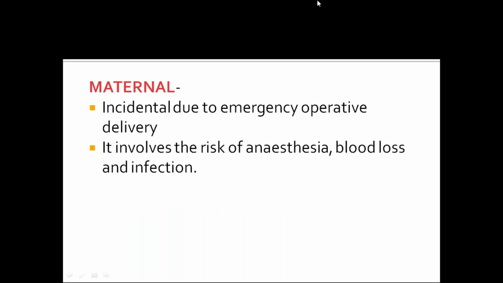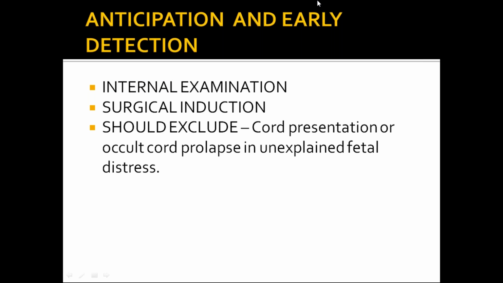And for the mother, what are the problems? Only cesarean section she might have, or risk of anesthesia, and sometimes blood loss and infection. This is the same for cesarean section. Anticipation and early delivery. How can you anticipate? By doing internal examination, I already told you, by surgical induction, and should exclude cord presentation or cord prolapse. In unexplained fetal distress, that is, decelerations will be present.